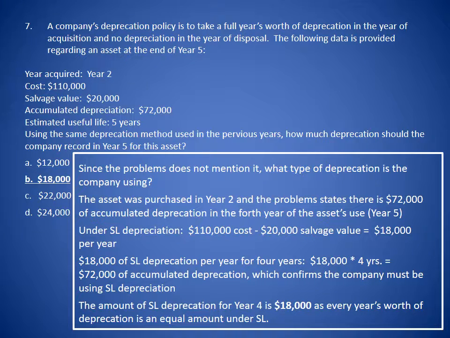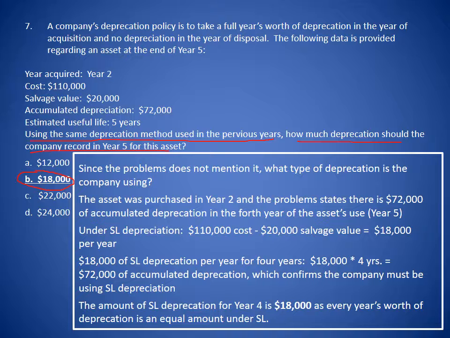Okay, let's take a look at the answer to number 7. The question again is basically using the same depreciation method used in the previous years, and you're not told what that is, how much depreciation should the company record in year 5 for this particular asset? The answer in this case is going to be B, $18,000. Now let's see how we derive that.